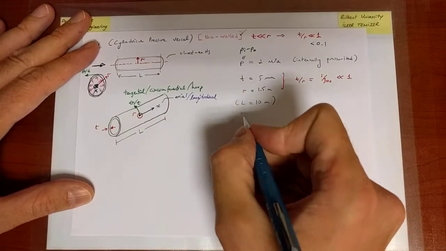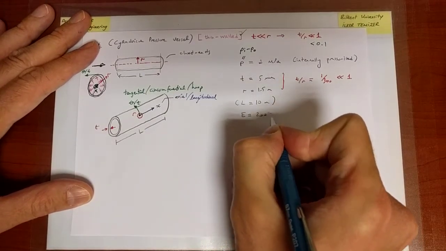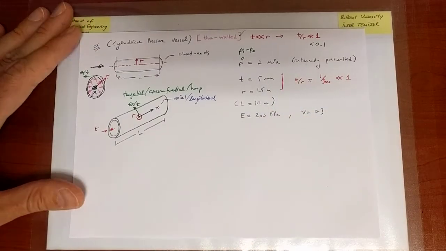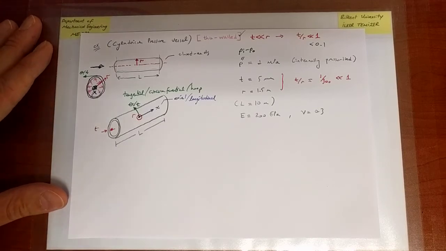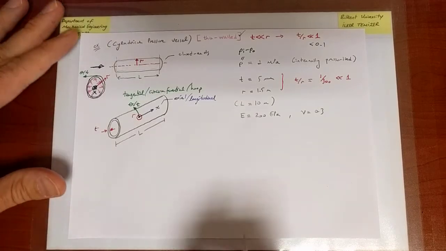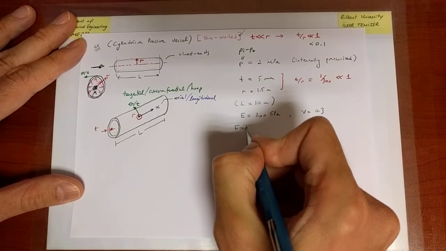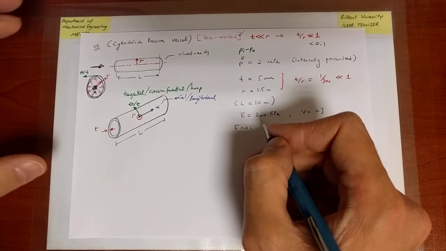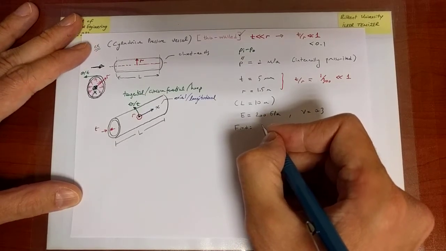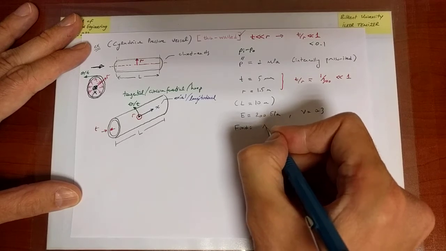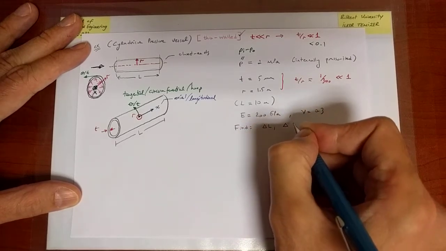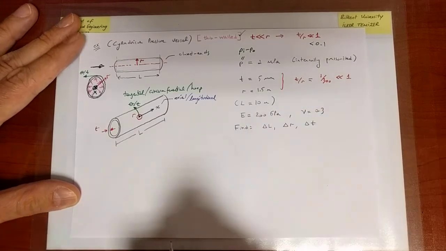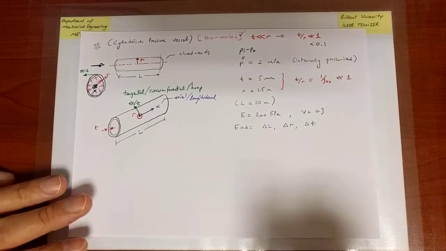Okay, good. So finally, we need material properties. In this case, it's steel, so we can imagine quickly that the Young's modulus is 200 GPa and the Poisson ratio is 0.3. And the question is very simple. Find, due to the action of the pressure after the cylinder is pressurized, the change in the length, the change in the radius, and the change in the thickness of the cylinder. Okay, so that's the question.